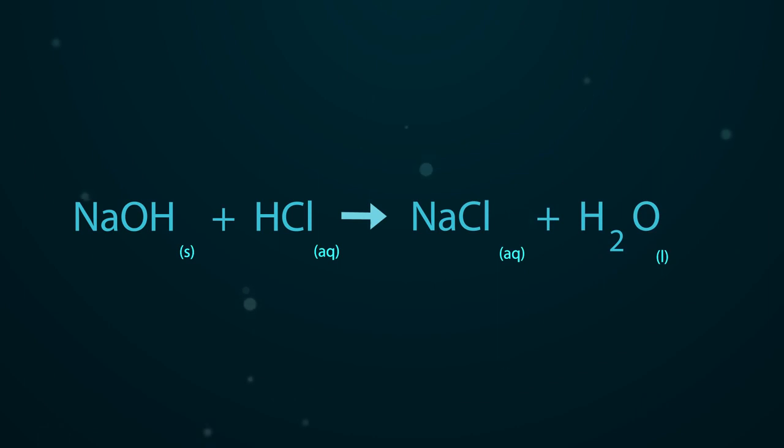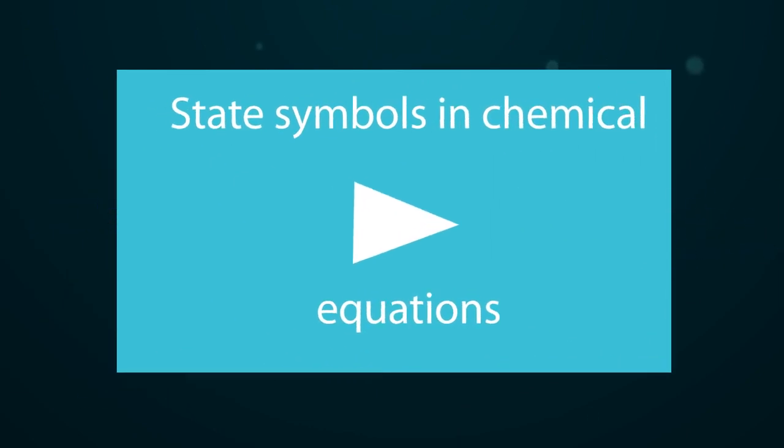the products. The little letters in brackets are state symbols. They show the state of matter of each product and reactant, and this is covered in more detail in our lesson, State Symbols in Chemical Equations.